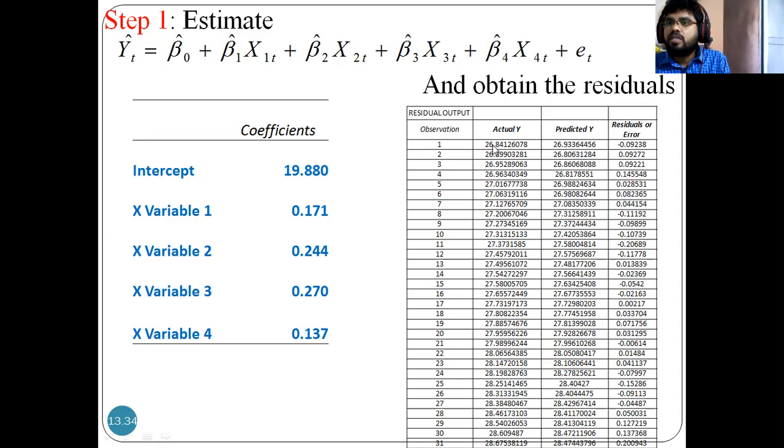So here, see, 26.84126078 minus 26.9336456. When you take these two values, you will get minus 0.09238. These are residuals, that is, errors. For all observations, I have taken 31 observations in my sample, and on the basis of these values, these are the residuals. So the first step is to estimate the model and obtain the residuals. Then next, we have to do the estimation of the DW test, the D statistic.